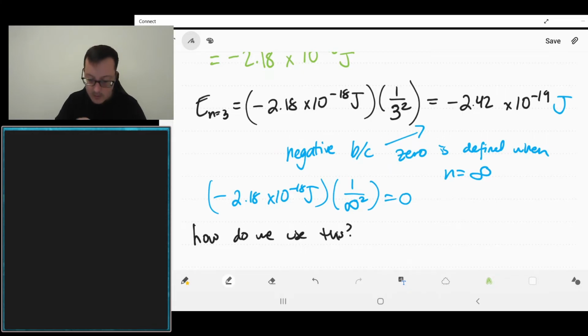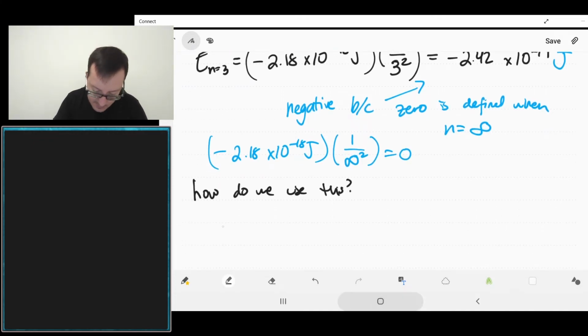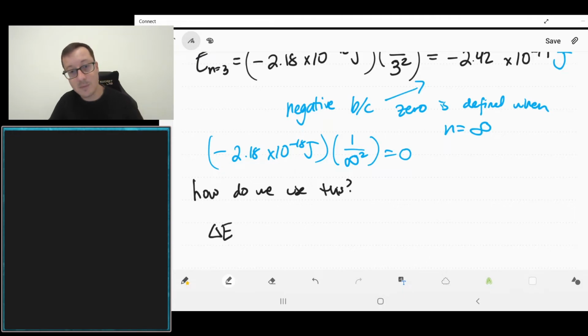Well, more often, what we're actually doing instead is we're looking at delta E. Because E itself for hydrogen can be calculated, but who cares? Not very important to us. What's more important is delta E, because we know that photons can be absorbed corresponding to the energy difference between two levels. And so this is going to be a little bit more useful for us.